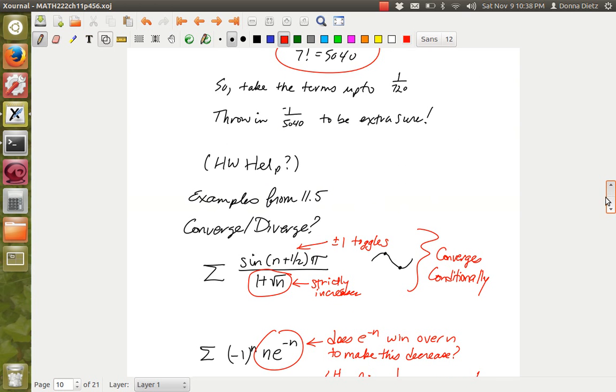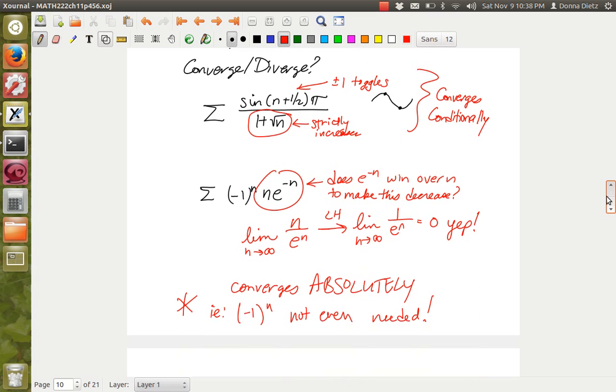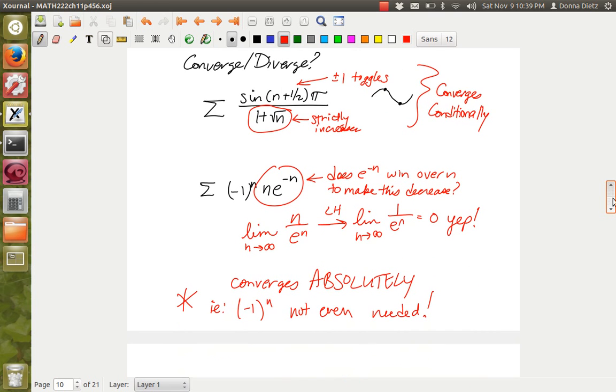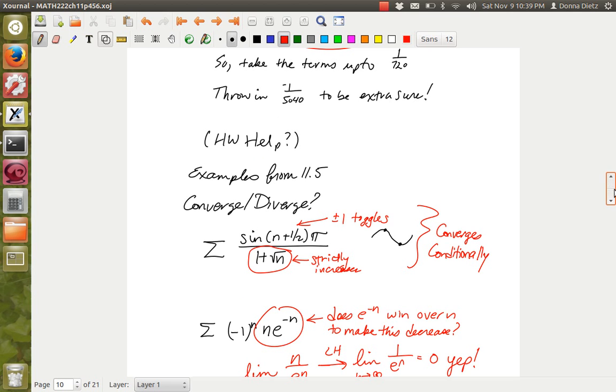Okay, so now what? Some questions that might help you on the homework. I just wanted to mention that this piece, sine of n plus a half pi, is just another mechanism for doing +1, -1 toggling. So don't be taken by surprise when you see that. And square root of n strictly increases, so 1 plus square root of n strictly increases. So this is going to have to converge conditionally.